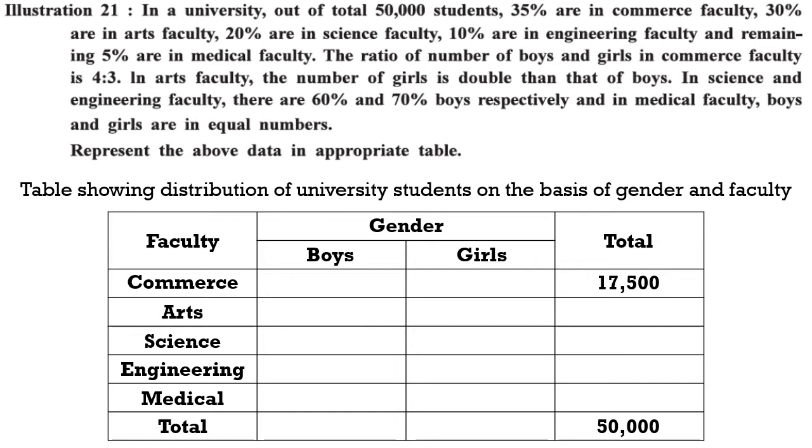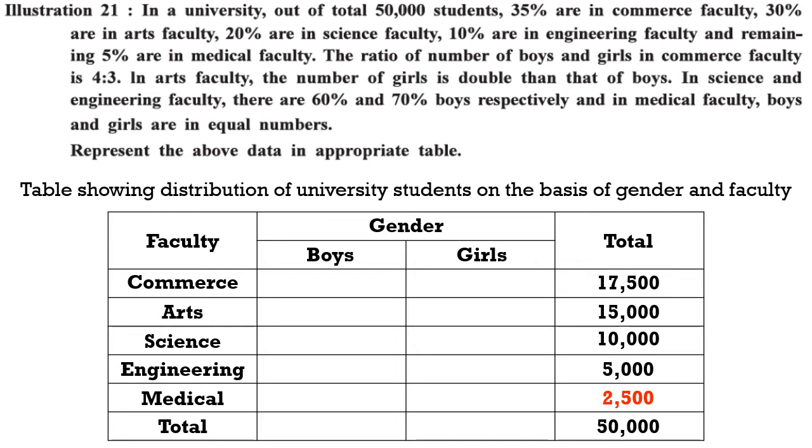30% are in arts, so 30% of 50,000 will be written in front of arts in the total column: 15,000. Science is 20%, that is 10,000. 10% are in engineering, and the remaining 5% are in the medical faculty, which I have written in red. Even if 5% was not given, we could have just made a total of commerce, arts, science, and engineering and subtracted it from the total to get 2,500 for medical. So even if 5% is not given, we can find it out.